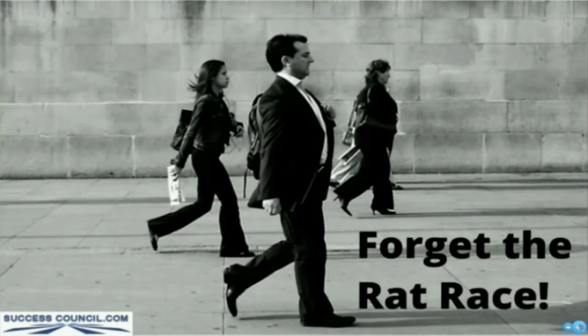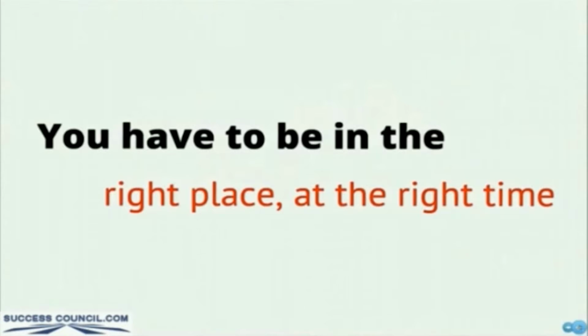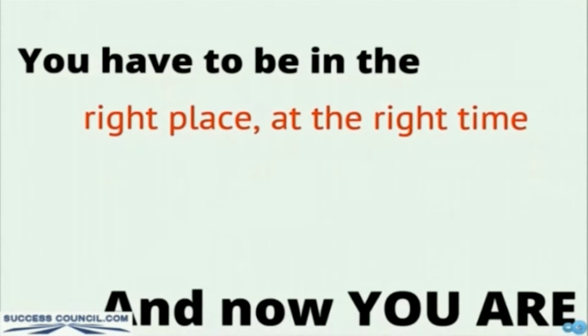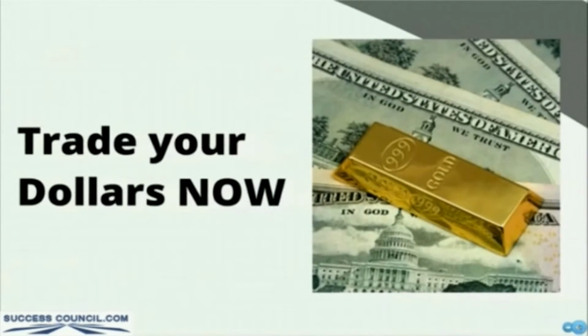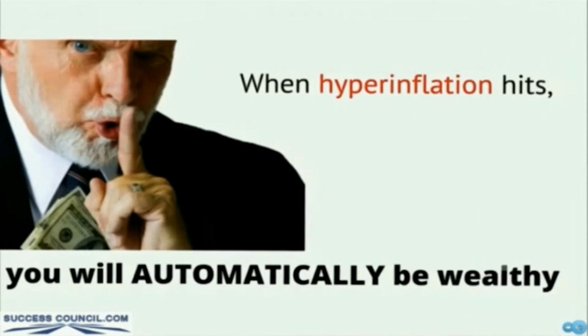Forget the rat race. You don't have to work your fingers to the bone to build the kind of wealth that creates family dynasties. You have to be in the right place at the right time. And now you are. Listen, it doesn't take skill or training to become wealthy when the currency turns upside down. All you have to do is trade your dollars now while they're still worth something for tangible assets like gold and silver. And when hyperinflation hits, you will automatically be wealthy beyond your wildest imagination.